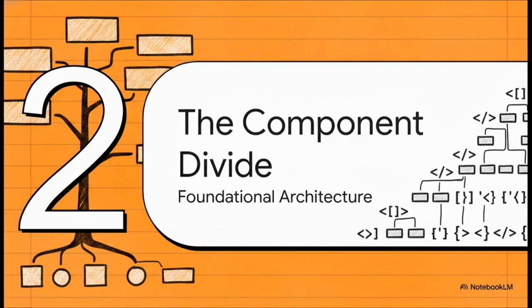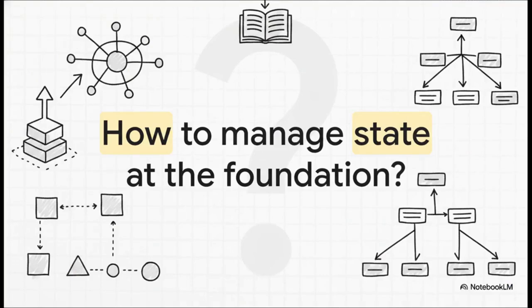Moving on to section 2, the component divide. Let's look at the foundational architecture. Right at the top of our syllabus, we're immediately hit with a really fundamental decision. How do we manage state at the foundation of our application? Because every complex system has to start with a choice about how data actually flows at the absolute lowest level.